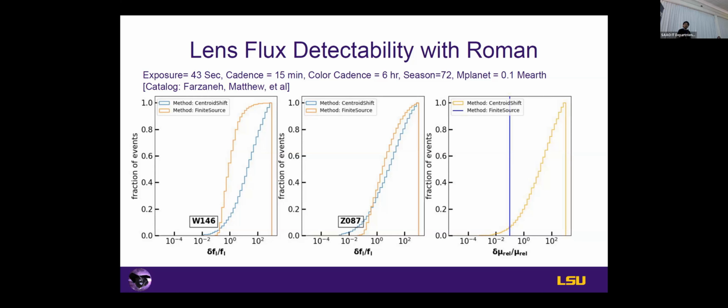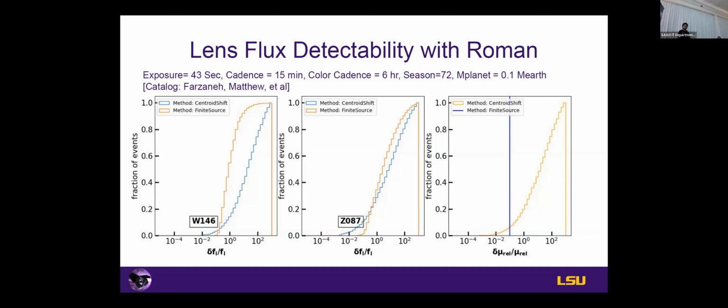And we can see that, for the finite source, we have just assumed right now 10% accuracy for all of the events. And for some of the events, we can see that color-dependent centroid shift can give you a better accuracy compared to the finite source 10% accuracy.